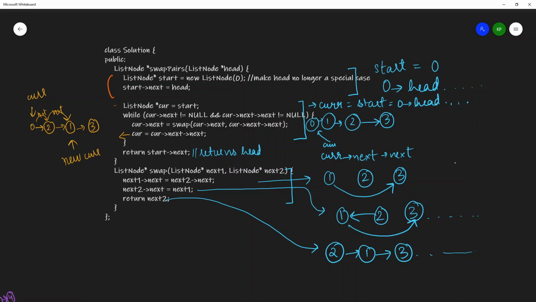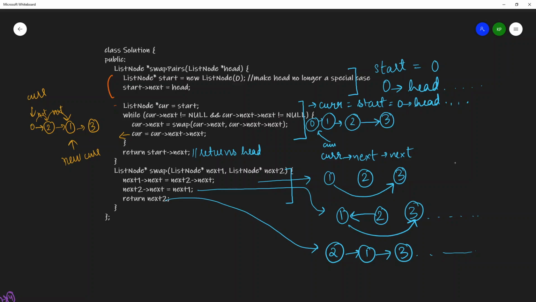Here our current node is this one, right? So after swapping, what will we get? 2 and 1 would be swapped, right? So our final will be 2, which is pointing towards 1. So now our new current would be 1.